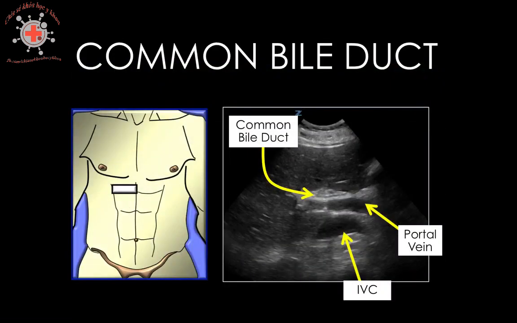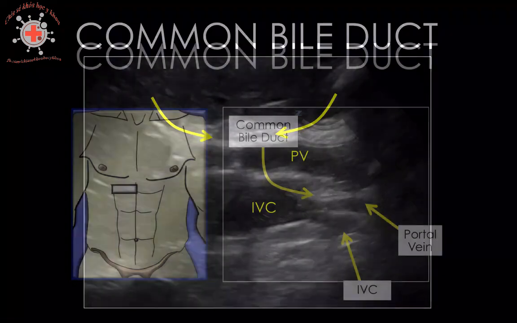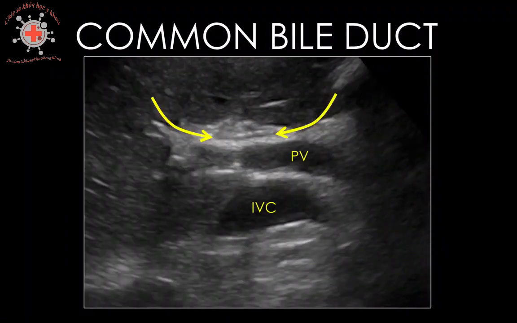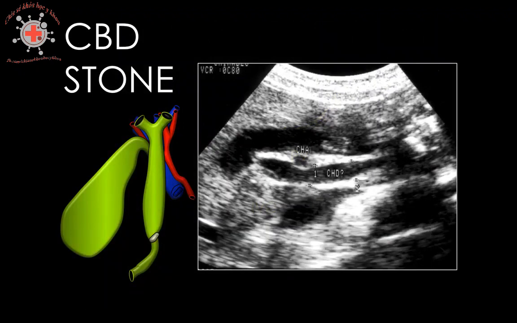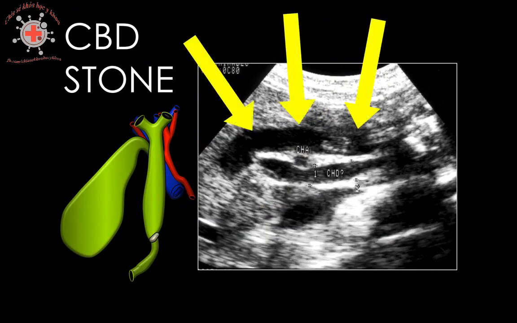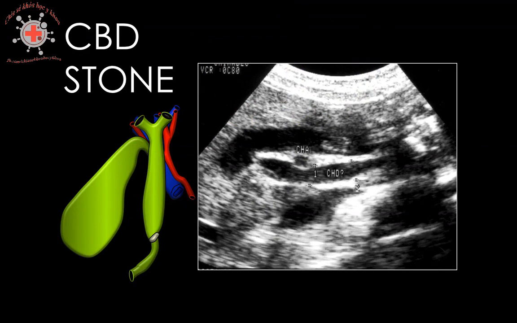Here's a longitudinal view of the portal vein and common bile duct. Notice how the common bile duct is parallel and anterior to the portal vein. In this image, we see the portal triad, but the common bile duct is enlarged to the point where it has a greater diameter than the portal vein.